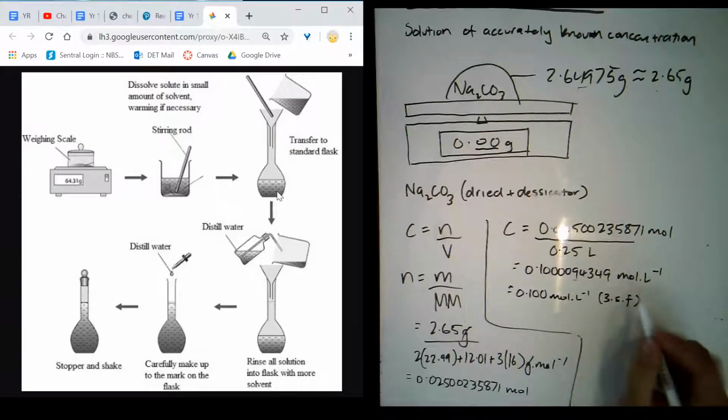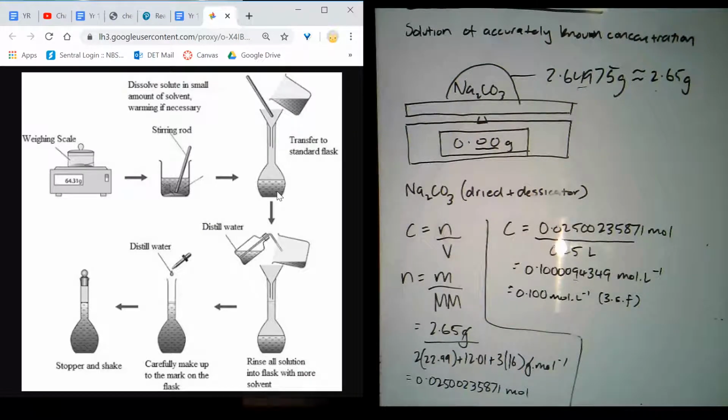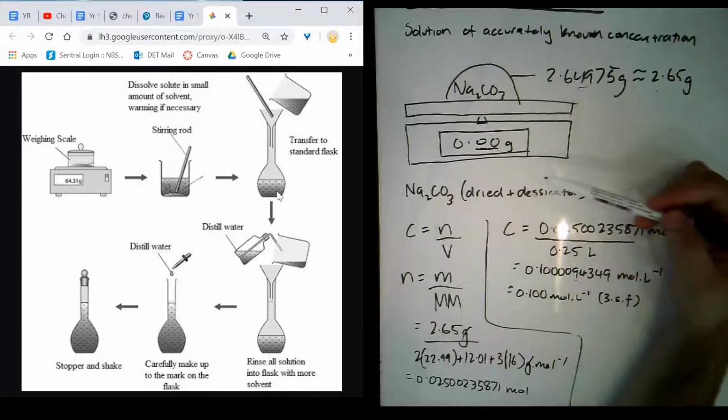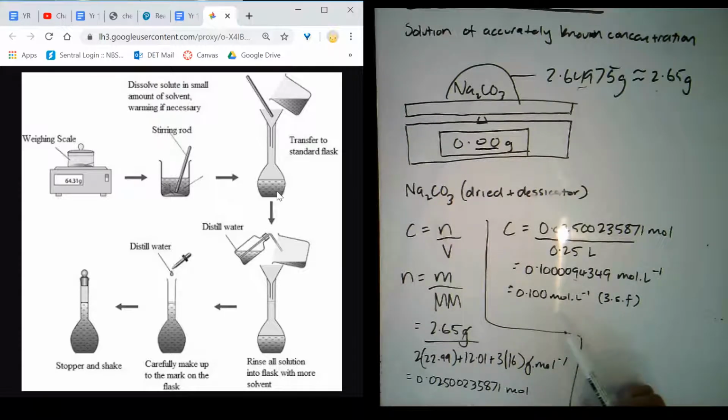And it's hard to do otherwise. If you have more decimal places on your scale, you might be able to do that to another significant figure. But that's how to calculate how much to weigh. Let's look at the rest of the process here.